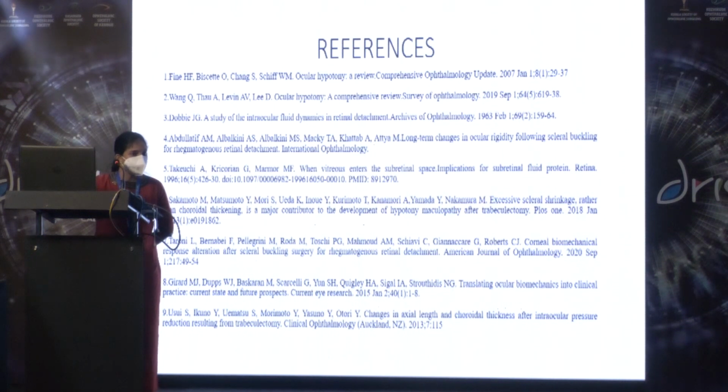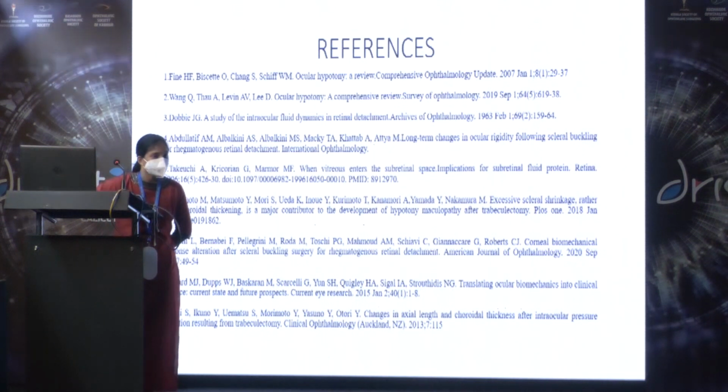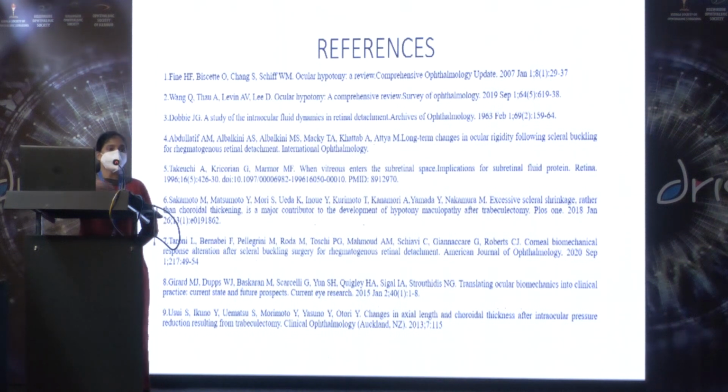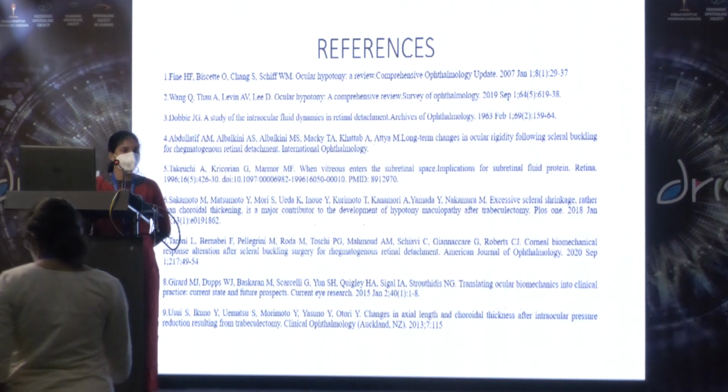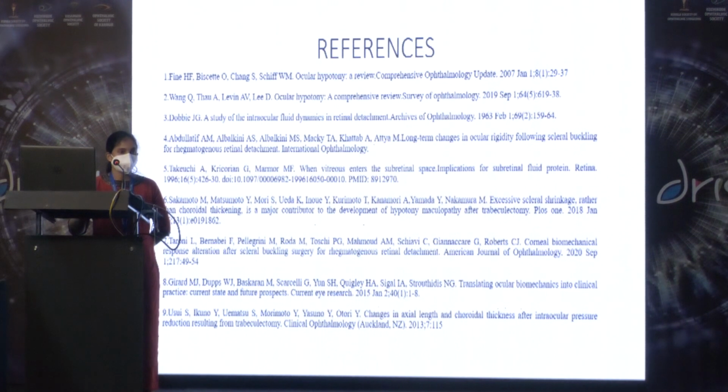And how did you define chronicity? Define the chronicity. Chronicity depending upon the clinical features, ma'am, depending upon the presence of atrophic retina, any demarcation line, or proliferative vitreoretinopathy changes.